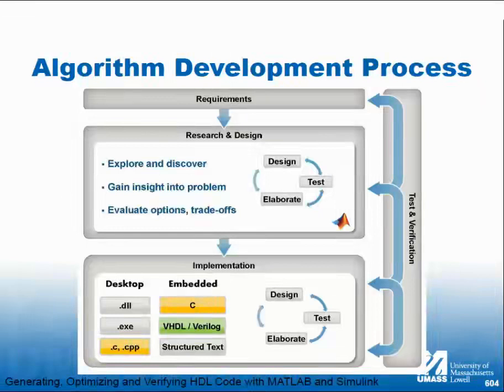Now, this arrow right here might imply that once you have your behavioral code, you can press a button and you can get three things. You can get C, potentially. So there's also something called autocoder. Sorry.